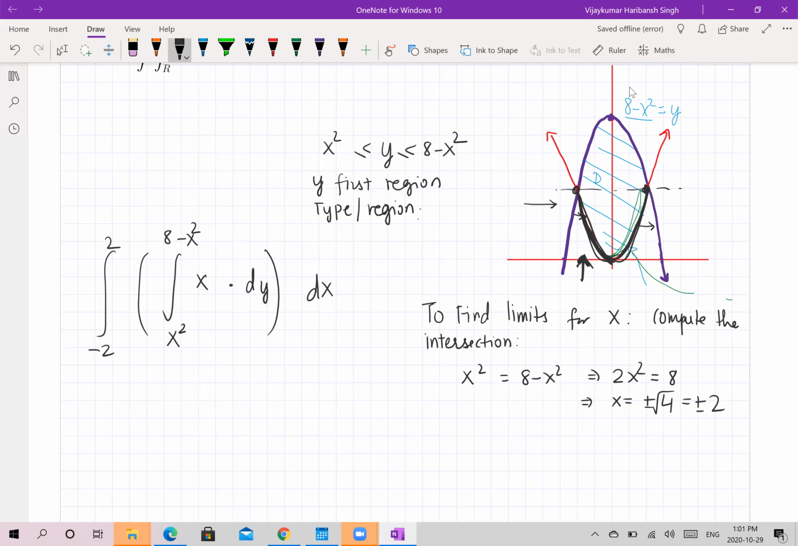So when we integrate, we have minus 2 to 2. The integral of dy is just y, so x times y, where y goes from x squared to 8 minus x squared, dx. It should be clear that this is a substitution for y. So this is equal to the integral from minus 2 to 2 of x times (8 minus x squared) minus x cubed dx.